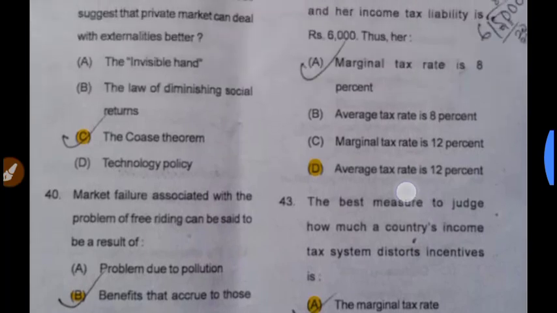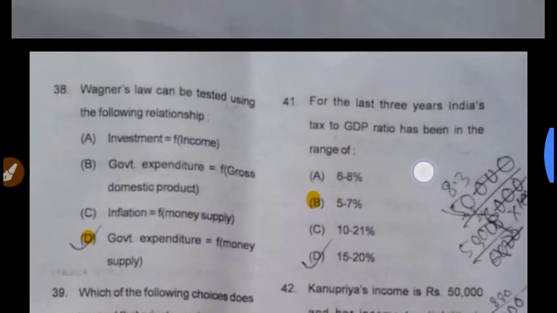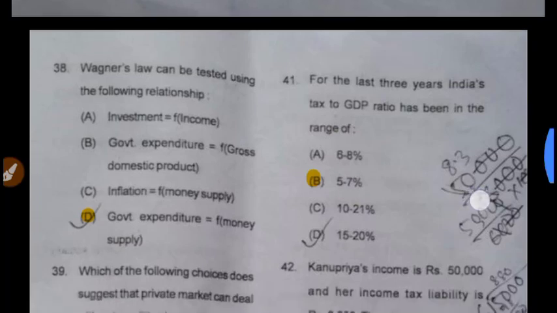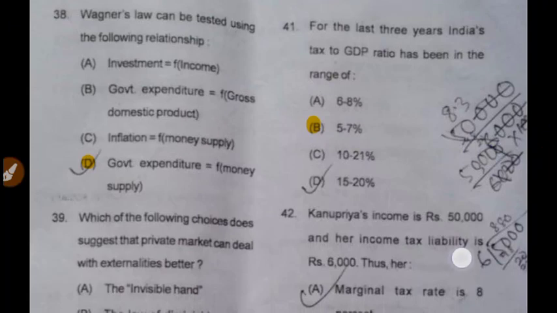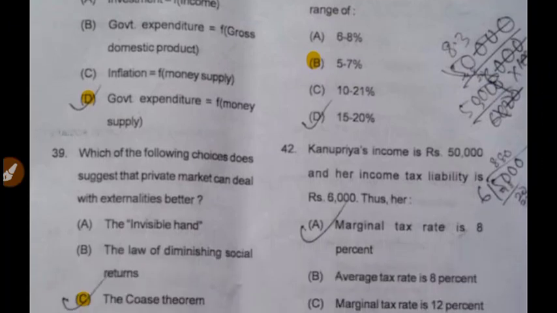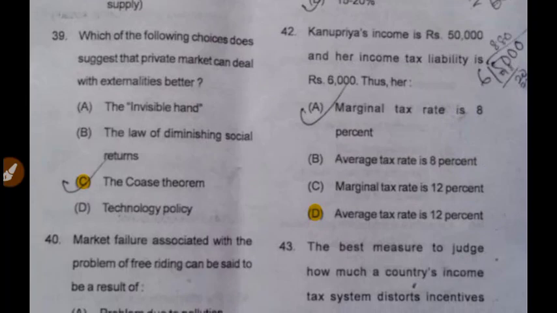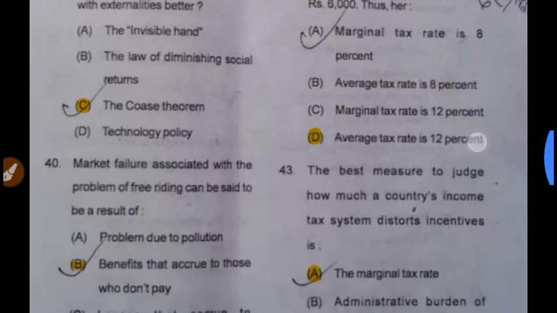Next question: for the last 3 years, India's tax to GDP ratio has been in the range of 5 to 7%. This is the correct answer. Here the income is 50,000 and the income tax liability is 6,000. So the average tax rate is 12%. This is the correct answer.